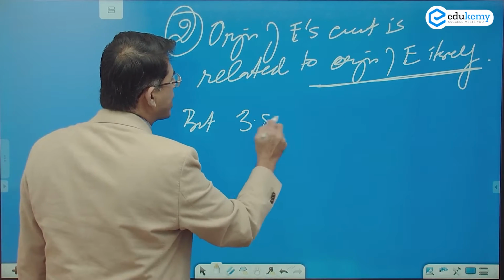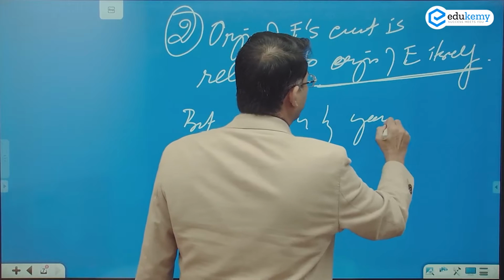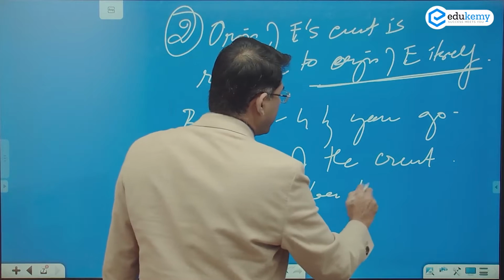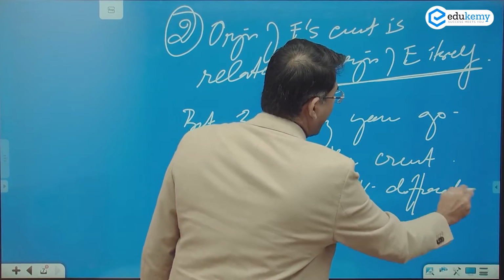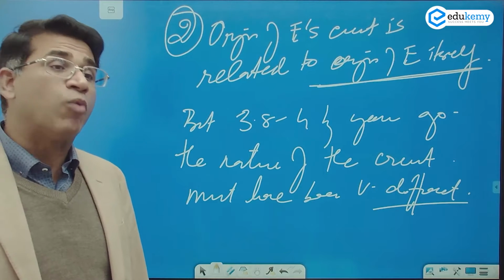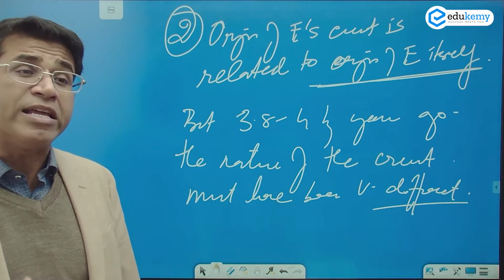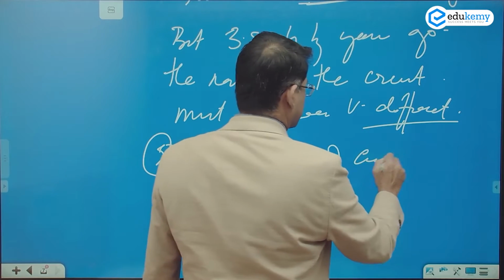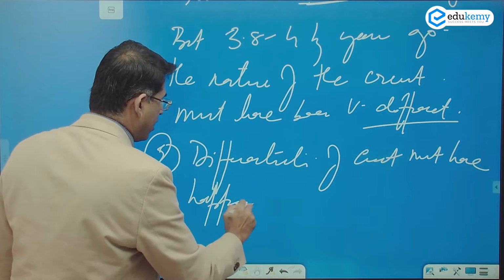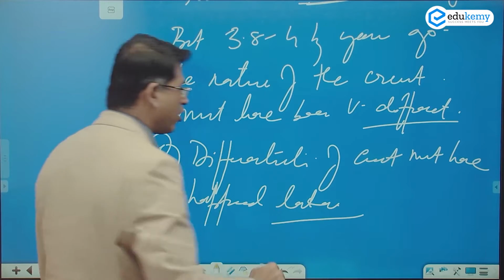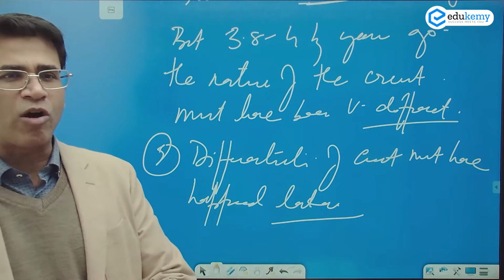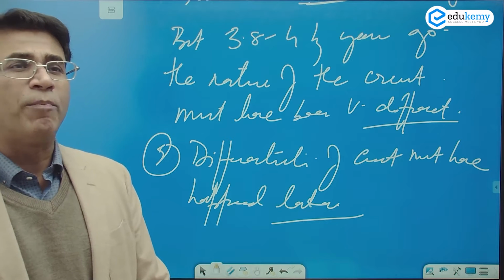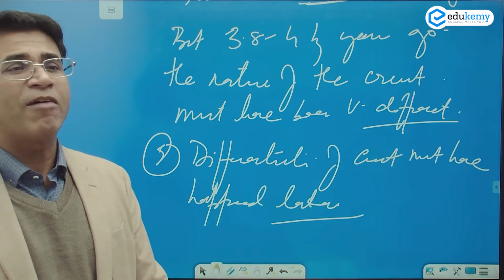But 3.84 billion years ago, the nature of the crust must have been very different. What we have today is not what the crust was 3.8 to 4 billion years ago. The differentiation of the crust, where it became part oceans, part continents, must have happened later by some other process.